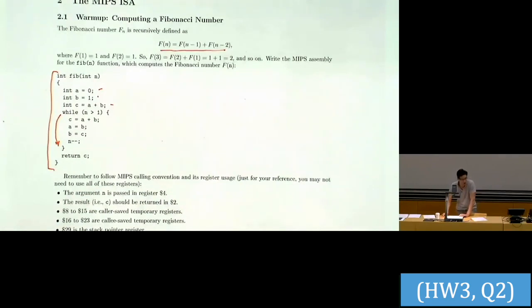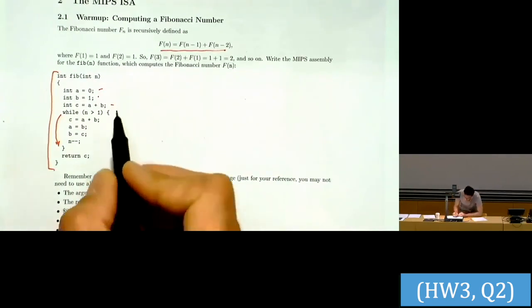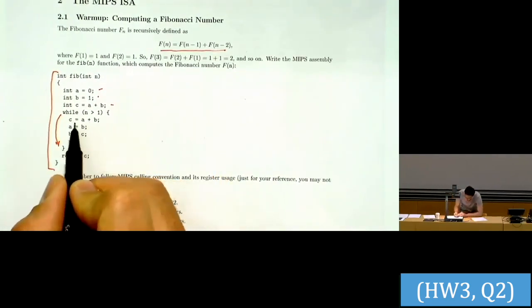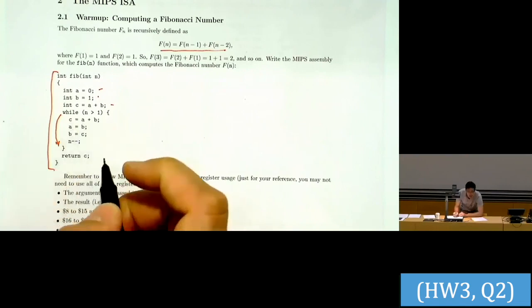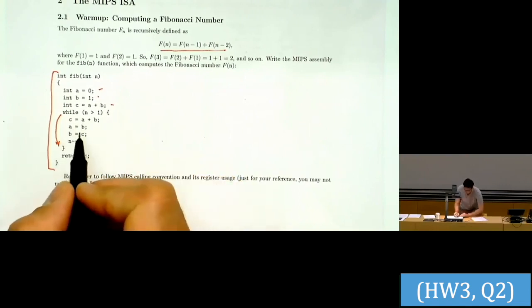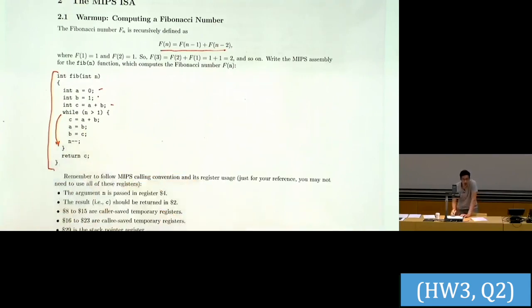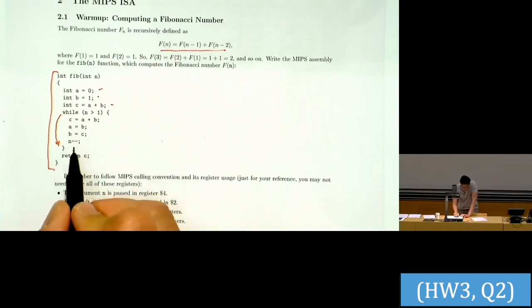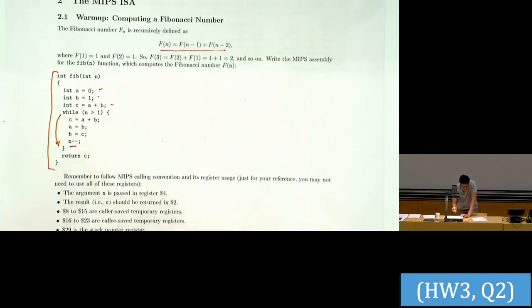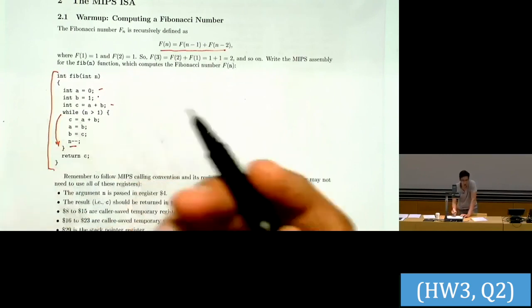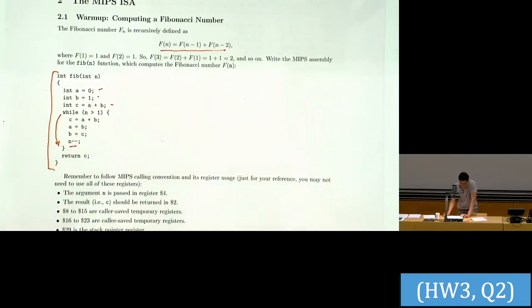n minus 1 times. And in the loop body, what we have is we first compute A plus B and store the result in C. And then we store B in A and C in B. So finally, we decrement this counter n, and we repeat the loop while n is greater than 1.